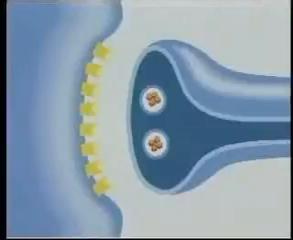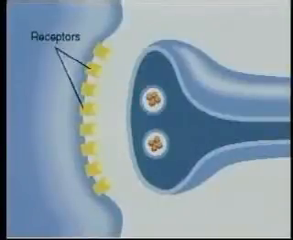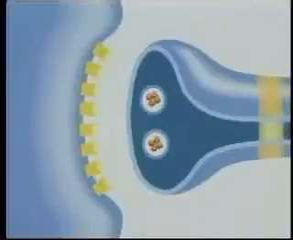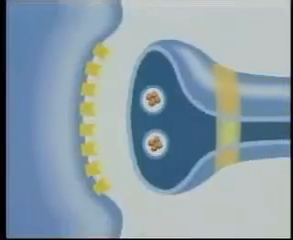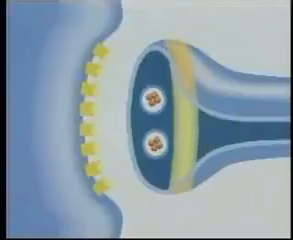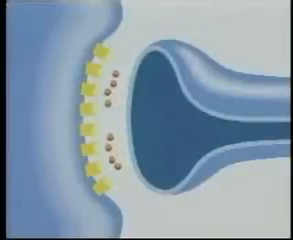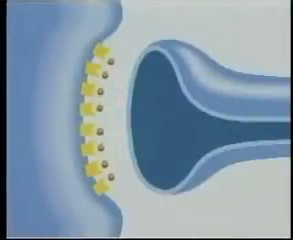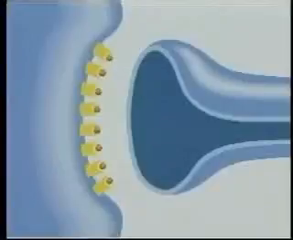Molecules of neurotransmitter are stored in small sacs at the end of the axon. On the other side of the synapse, receptors line the surface of the adjacent cell. The arrival of a neural impulse causes some of the sacs to fuse with the axon membrane. When the sacs fuse with the membrane, they release neurotransmitter molecules into the synapse. These molecules diffuse across the gap and bind to the receptors on the adjacent cell's membrane.